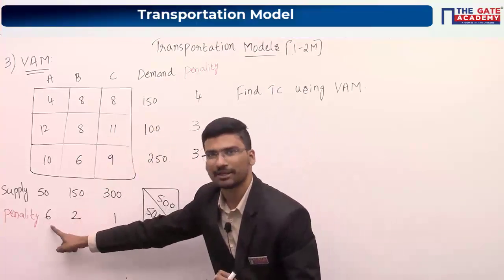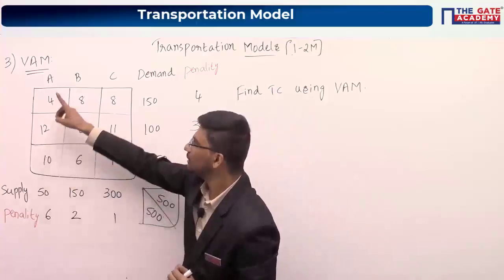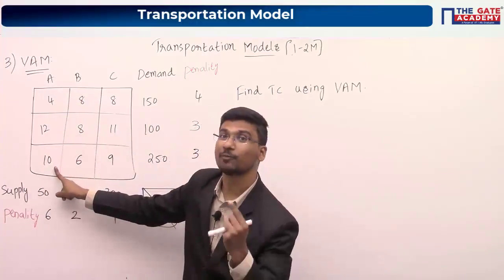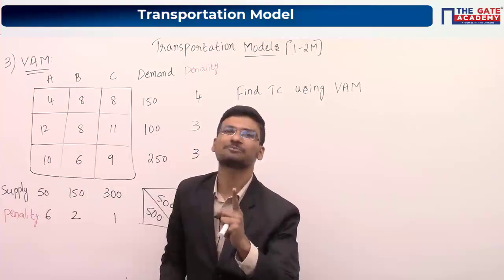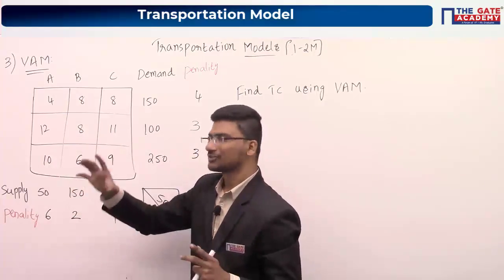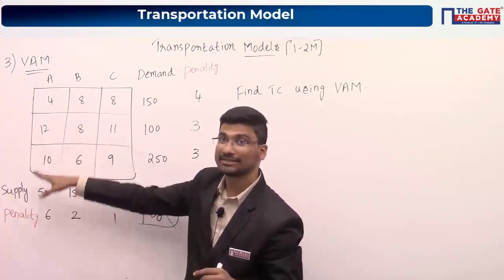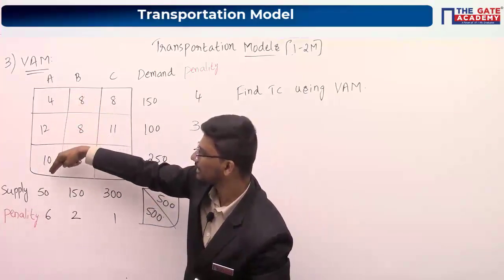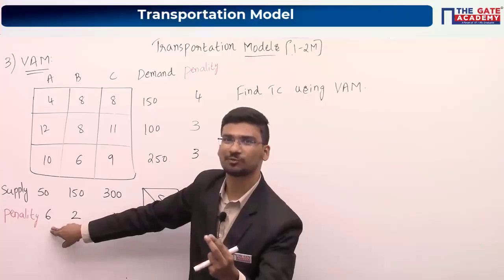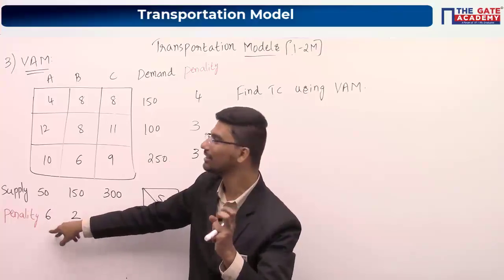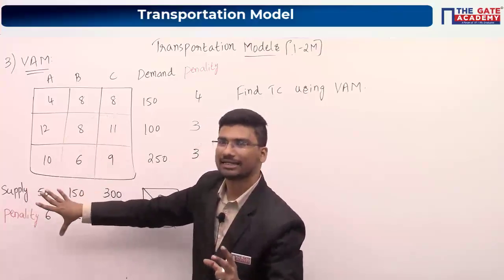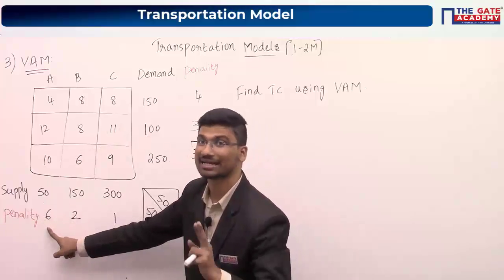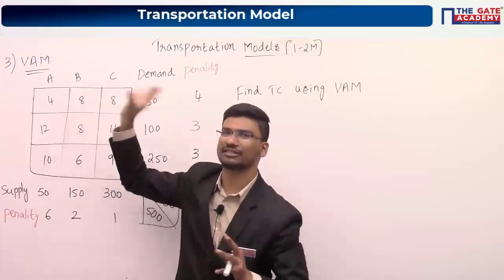Now let us come to this particular column. Here, if you are not allocating here and if you are allocating here, you have to pay extra 6 rupees penalty. So that means here you have to pay more penalty in this particular column. If you are not allocating here and if you are allocating here, you have to pay extra 6 rupees, which is a very big number. So to avoid this penalty, what you have to do is come first here. Come to this particular maximum penalty column and allocate here first.